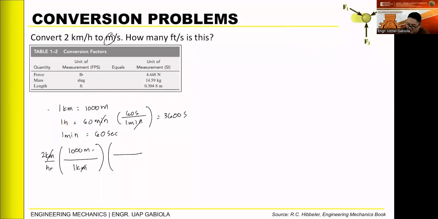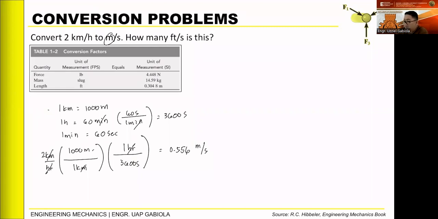Okay? So pag inano natin sa calc yan, that is 2 times 1,000 all over 3,600. That is 0.556 meters per second. Okay? Delay pala yung sulat. Sorry. Ayan. Okay, I hope marunong kayong pumindot sa calc yun, no?